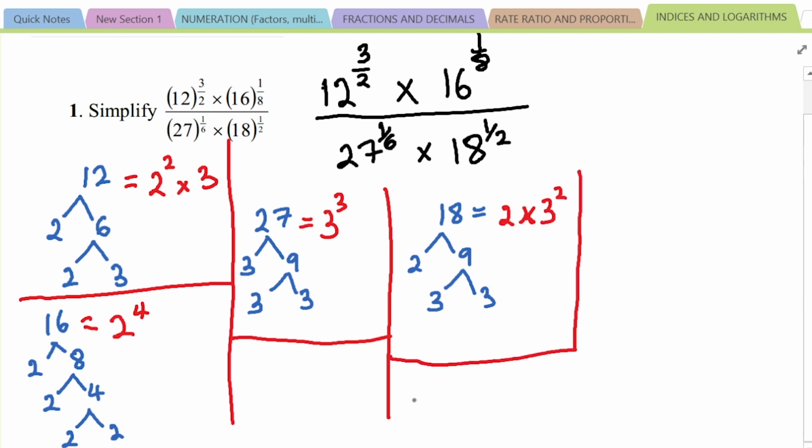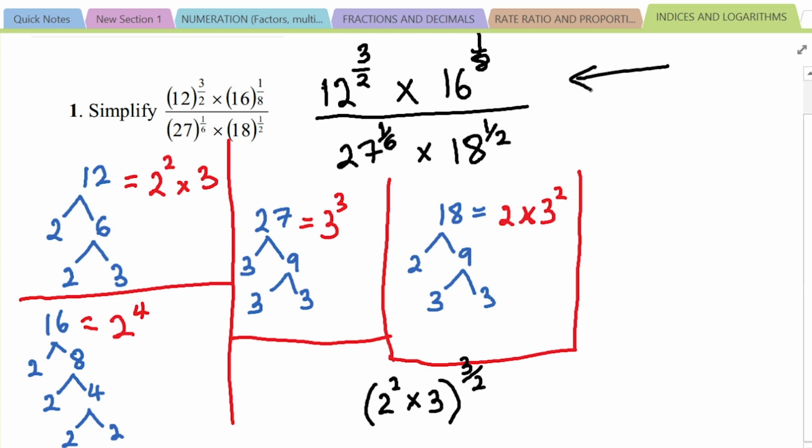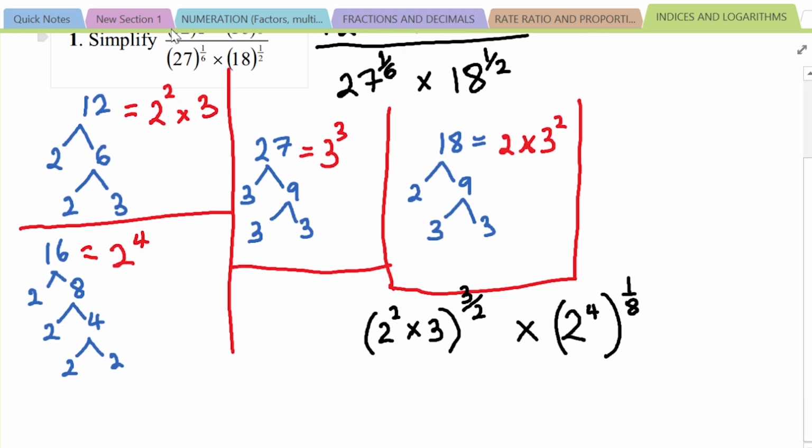So our original question is going to turn out into this. Where we are putting 12, we are going to instead say this is going to become 2 to the power 2 times 3. This whole thing is to the power 3 over 2. This is where I'm trying to rewrite this. So multiply that by 16. Where there is 16, we put 2 to the power 4. So it's going to be 2 to the power 4. And this is to the power 1 over 8.